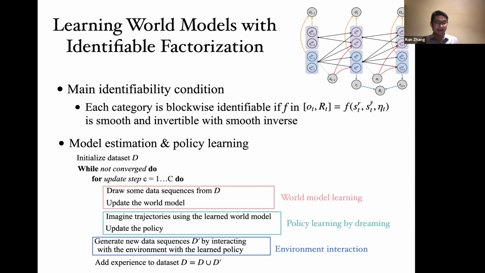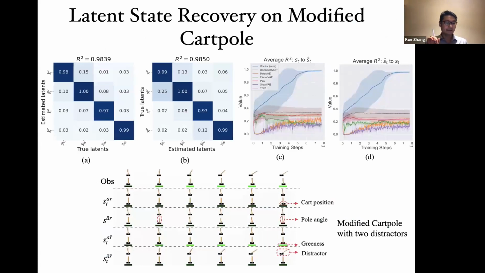Okay, then you can do model estimation and policy learning in an iterative way. The details. Now you can see the result on the modified cart pole problem, which was introduced at the very beginning. So here we modify the cart pole problem. There's a distractor at the very top. You can see this cart pole move around, but we are not interested in this cart pole at all. So it's a distractor. At the same time, the color can change, and now you can see what we can discover from data.